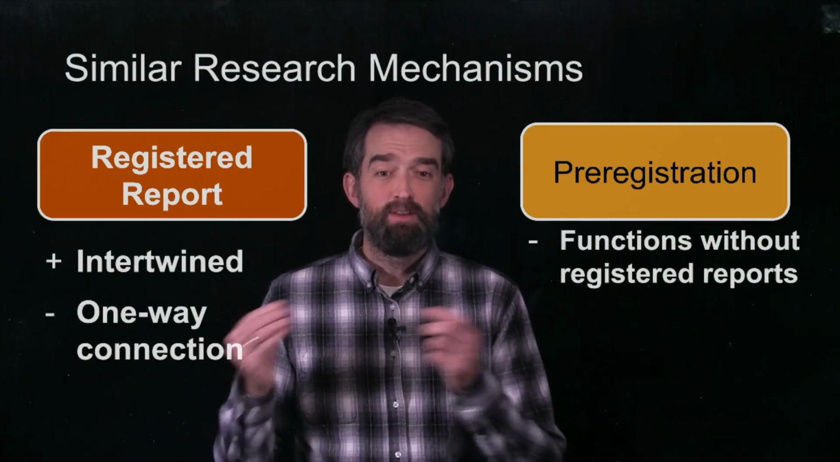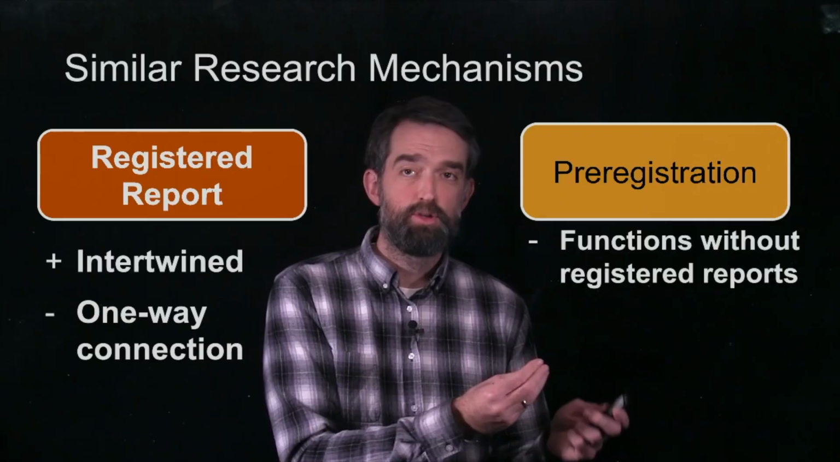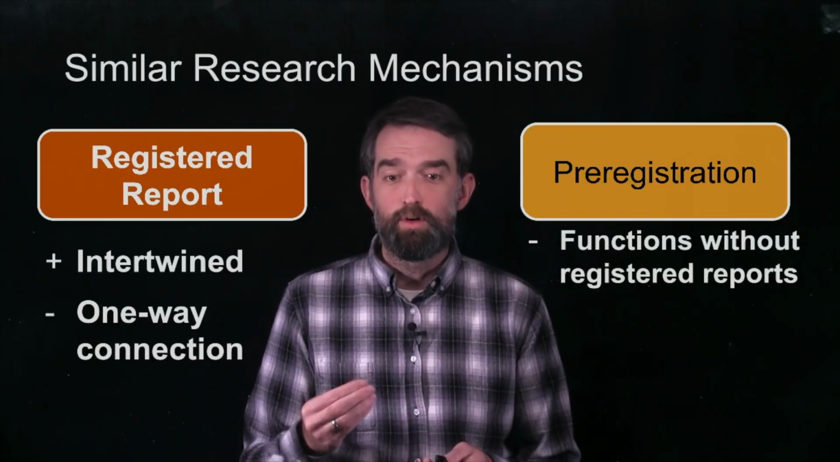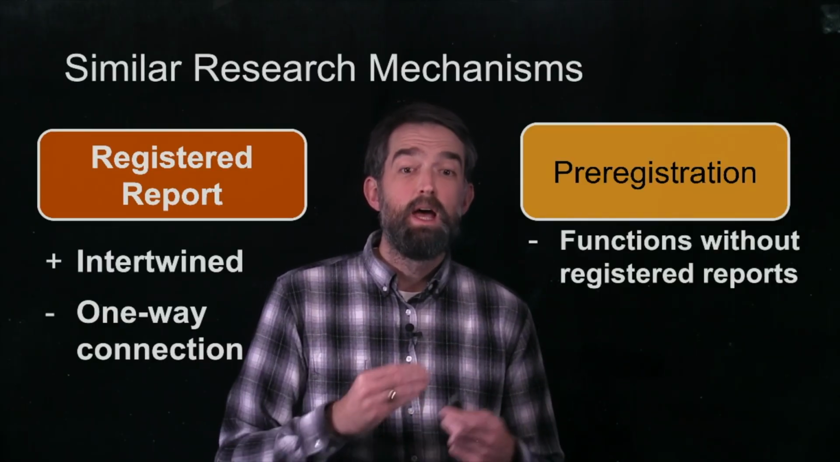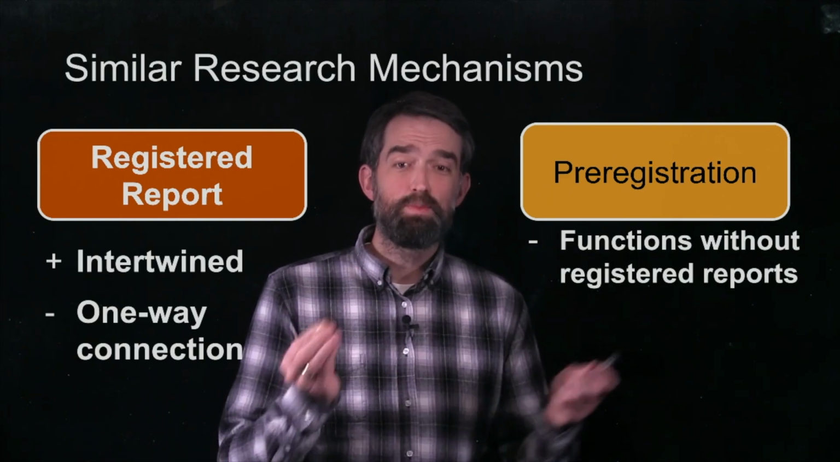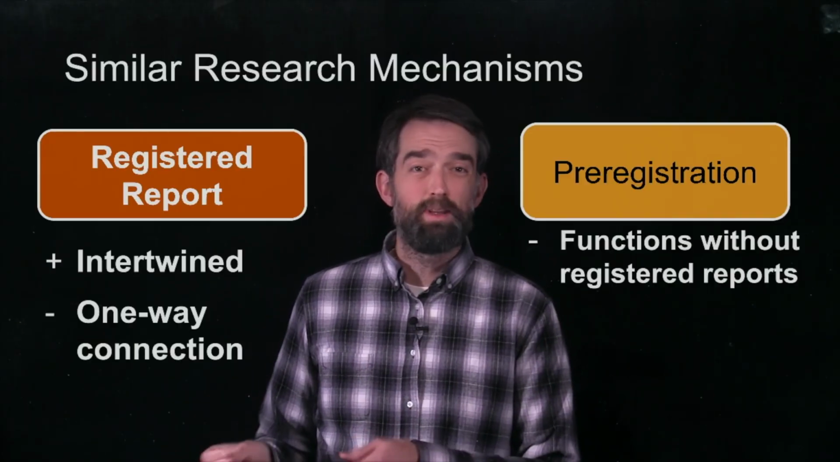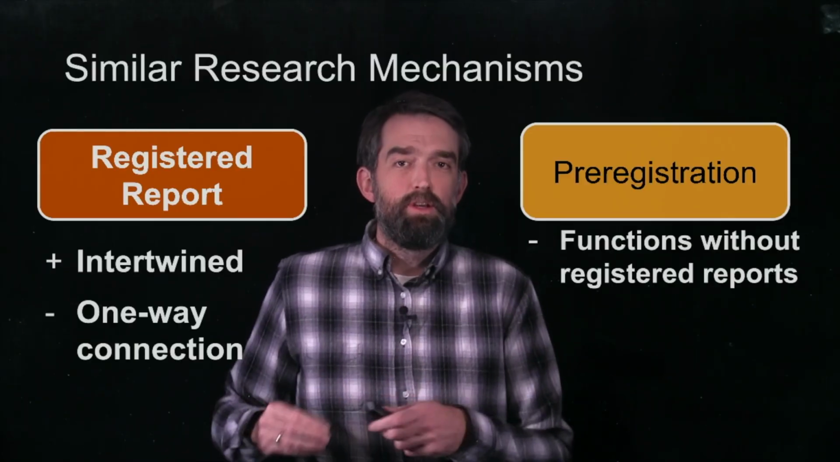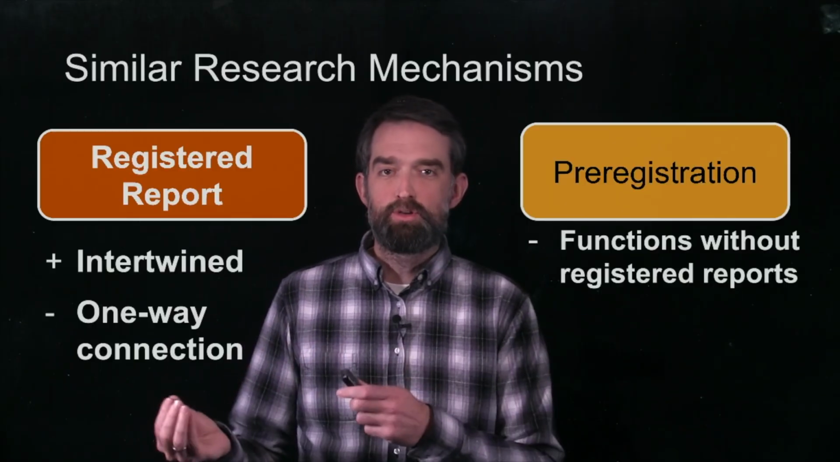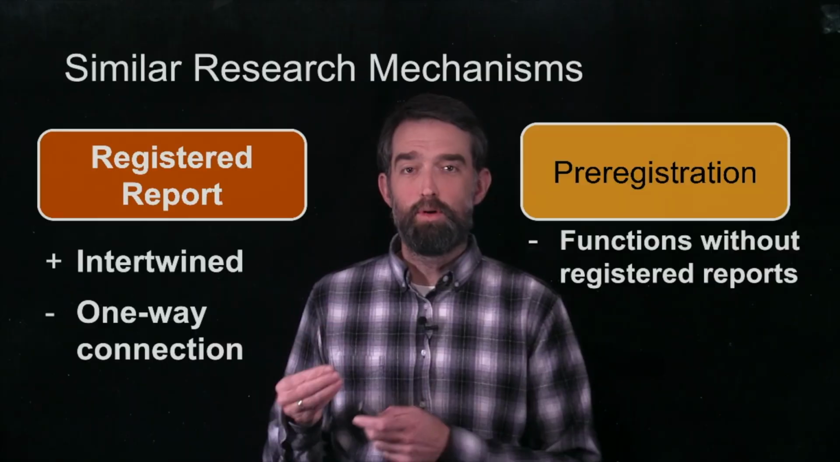Registered reports and pre-registration have a one-way connection. Registered reports need pre-registrations in order to go forward. You need to pre-register your hypothesis prior to data collection. However, pre-registration functions without registered reports. You can do a pre-registration without doing a registered report. It does not need that. So there is this one-way connection: registered reports need pre-registrations, but pre-registrations do not need registered reports.